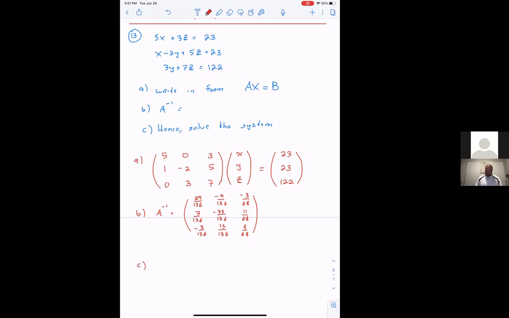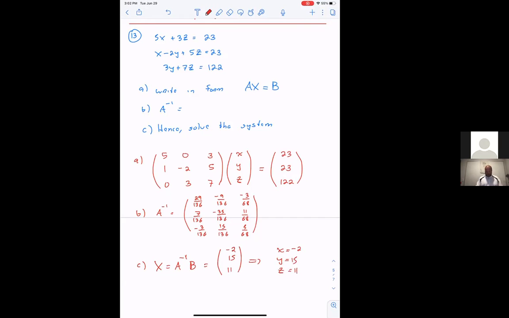Hence, solve the system. Well, if AX equals B, then X equals A inverse B. We already have A inverse, so let's edit a 3x1 matrix B: 23, 23, 122. Then take the inverse I just found and multiply it by B. That gives me the matrix -2, 15, 11. As a result, x equals -2, y equals 15, z equals 11.